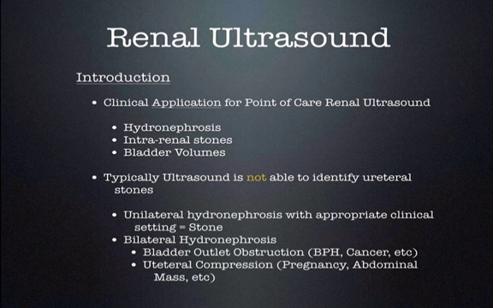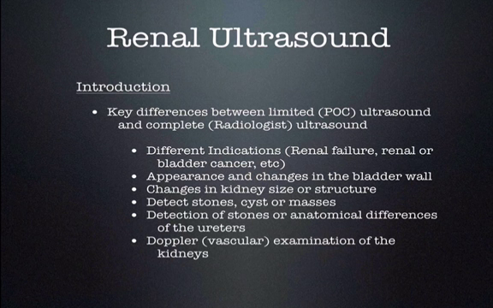In patients found to have bilateral hydronephrosis, you must think about an obstruction distally, such as BPH or cancer. Unilateral compression leading to a unilateral hydronephrosis can also occasionally be seen in pregnancy or in patients with an abdominal mass. Clinical indications and image interpretation varies between point-of-care renal ultrasound and a complete renal ultrasound read by a radiologist.